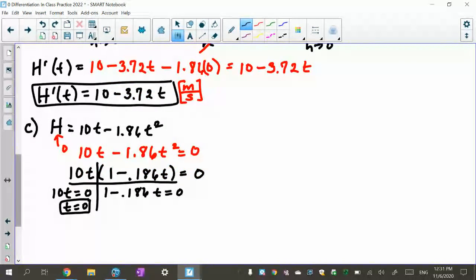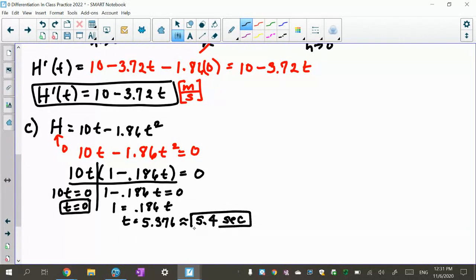And then I'm going to move that to that side. So I have 1 equals 0.186t, so time equals 1 divided by 0.186, which comes out to be 5.376. So we're going to say in 5.4 seconds is when this rock hits the ground. Now you'll see why for D.